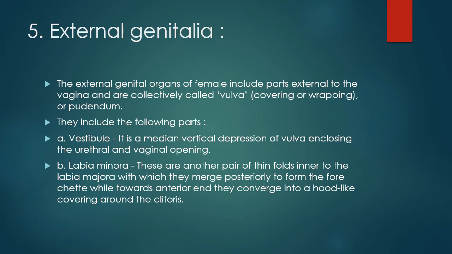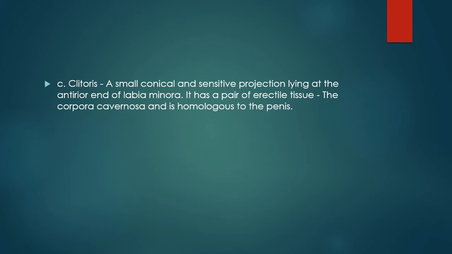B. Labia minora. These are another pair of thin folds inner to the labia majora, with which they merge posteriorly to form the fourchette, while towards the anterior end they converge into a hood-like covering around the clitoris. C. Clitoris. A small conical and sensitive projection lying at the anterior end of the labia minora. It has a pair of erectile tissue, the corpora cavernosa, and is homologous to the penis.